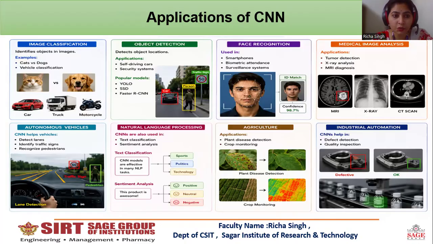These are some applications apart from medical image, like object detection, face recognition, image detection, medical image analysis, autonomous vehicles, natural language processing. In agriculture, CNN also plays a crucial role, and in industrial automation. These are the main real world examples of CNN, where the CNN algorithm is basically used in machine learning.